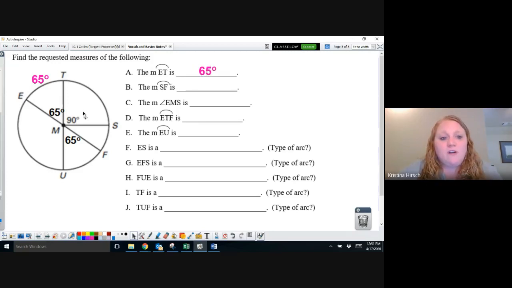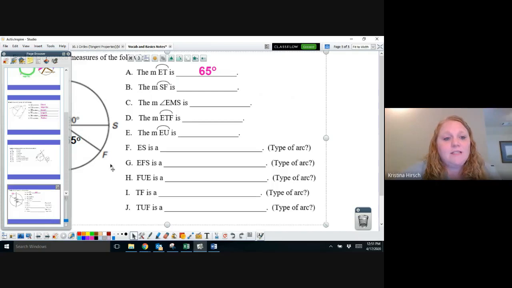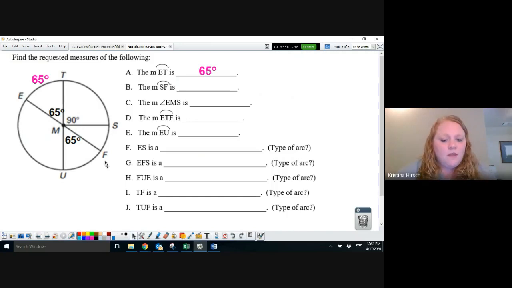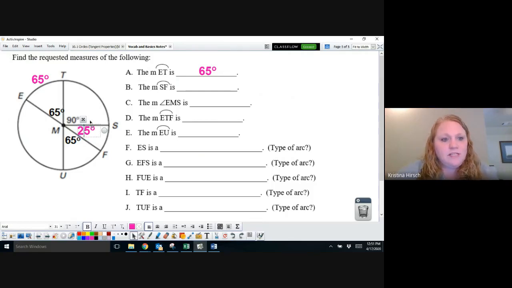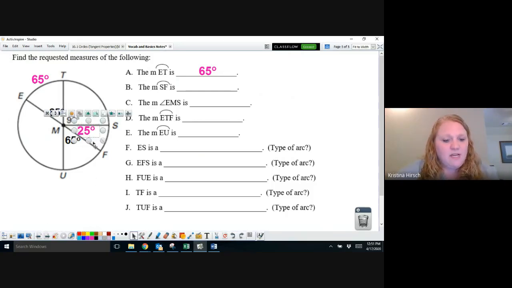All right. Then it wants to know the measure of SF. Now we don't know that angle, right? However, we do know that a circle is 360 degrees. So half of a circle is 180 degrees. And so if we subtract 90 and 65 from 180 degrees, how many degrees does that give us left, right? All right, so it would give us only 25 degrees left. So if that's 25 degrees, then SF is 25 degrees. All right.